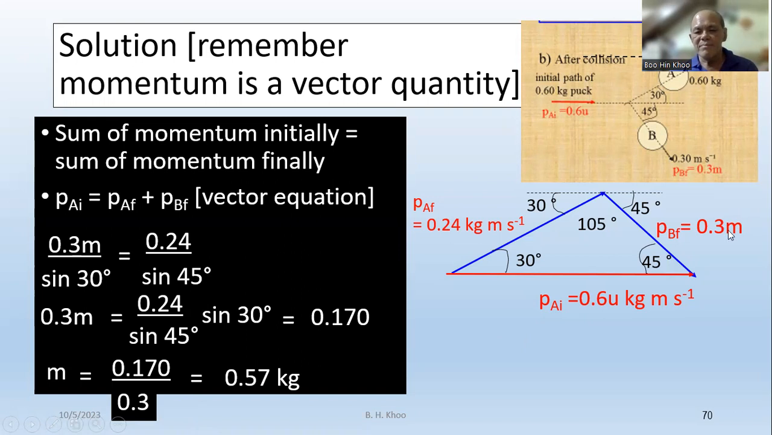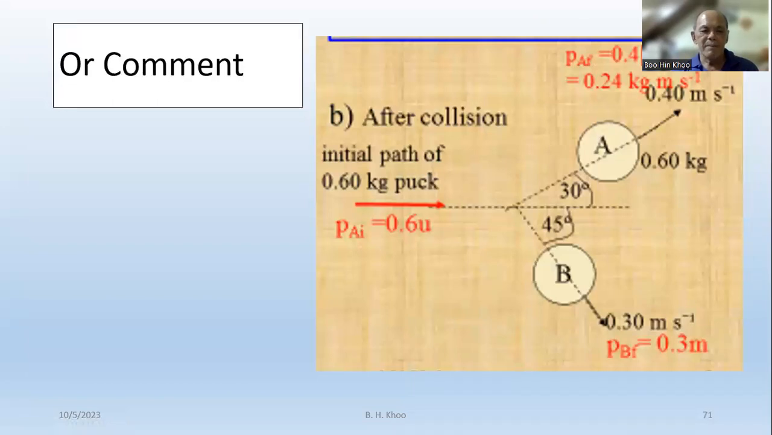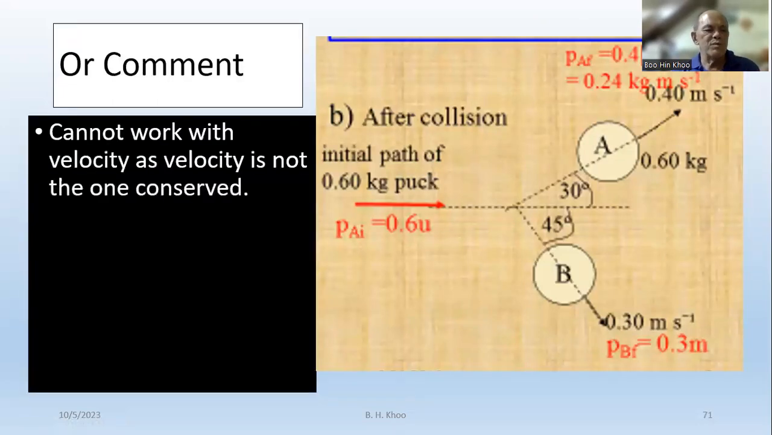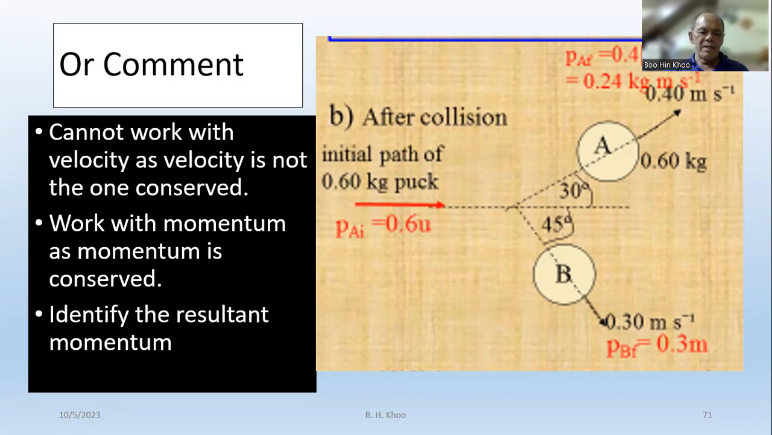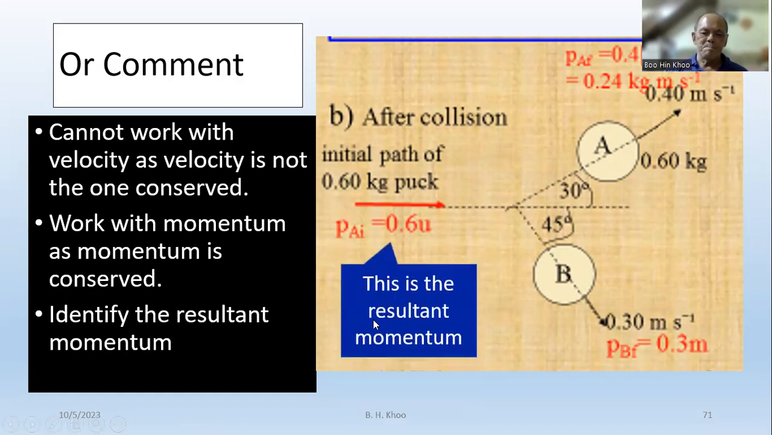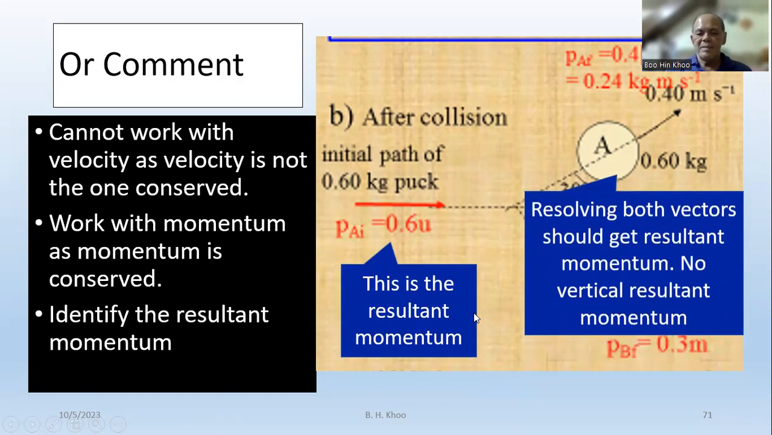And we have calculated m. We can use the cosine rule to calculate u. That's one way of using the vector triangle. Cannot work with velocity, as velocity is not the one that is conserved. Work with momentum, as momentum is conserved. Identify the resultant momentum. In this case, the vector equation will tell us that is the resultant.